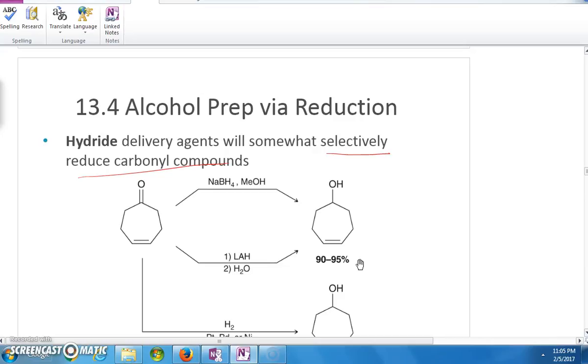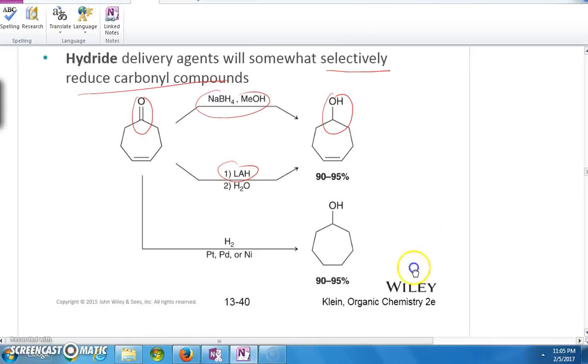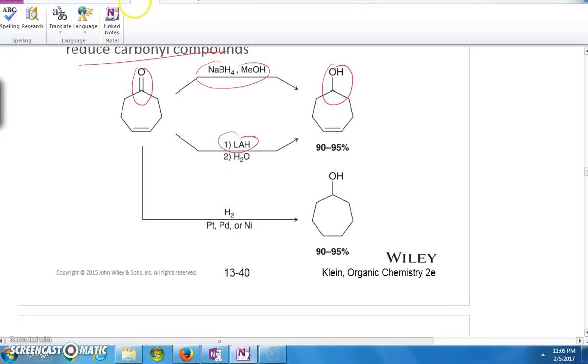So when you use an excess, then you are sure that it will be able to carry out the reduction. Now, the hydride delivery agents will somewhat selectively reduce carbonyl compounds. As you can see here, sodium borohydride as well as lithium aluminum hydride will take the ketone to the corresponding secondary alcohol. But notice that it will not touch the alkene. It leaves the alkene alone. The alkene is still intact, untouched.